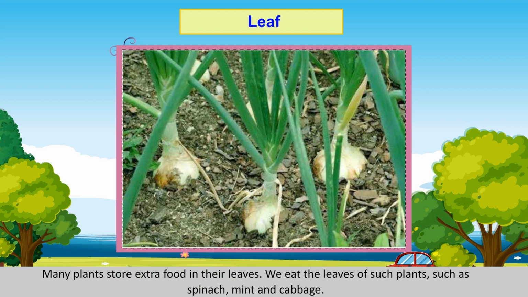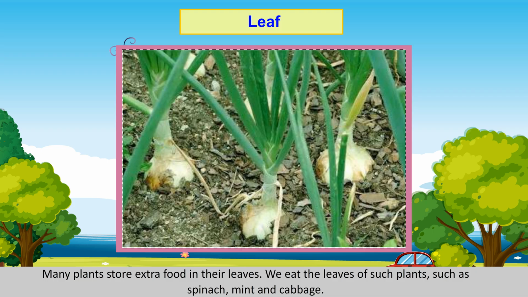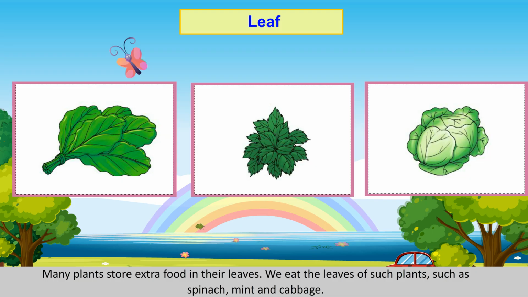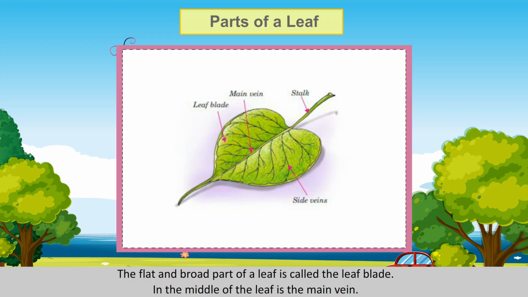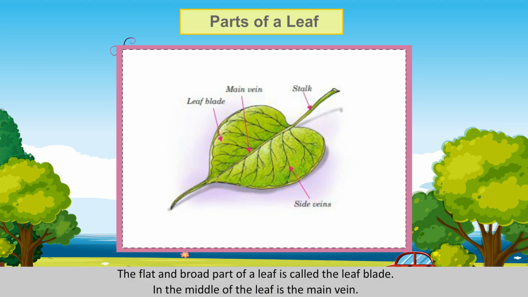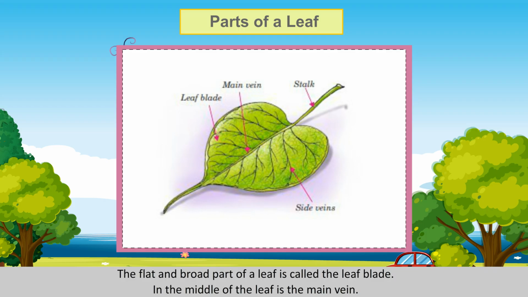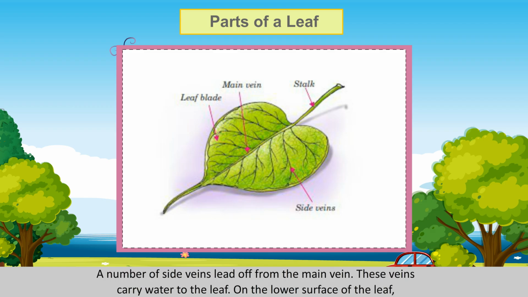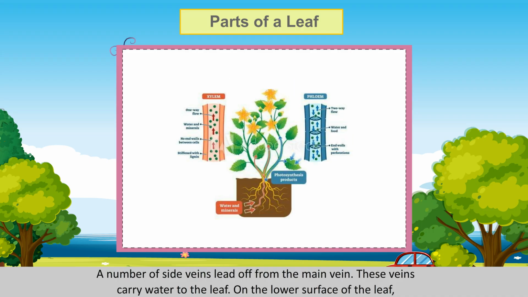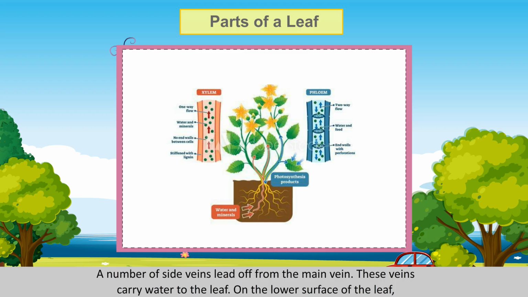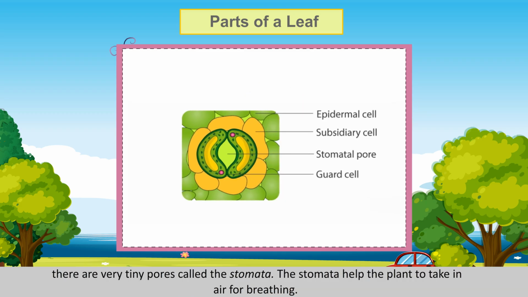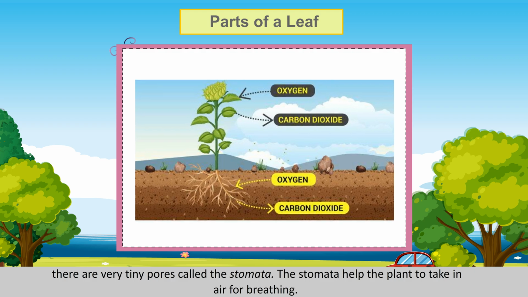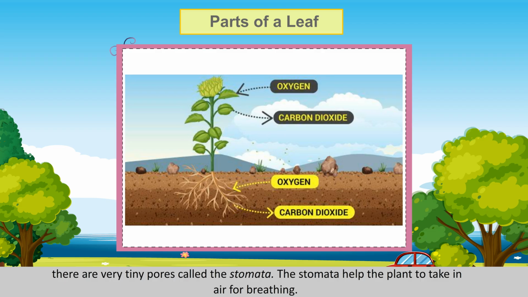Many plants store extra food in their leaves. We eat the leaves of such plants such as spinach, mint and cabbage. Parts of a leaf. The flat and broad part of a leaf is called the leaf blade. In the middle of the leaf is the main vein. A number of side veins lead off from the main vein. These veins carry water to the leaf. On the lower surface of the leaf, there are very tiny pores called the stomata. The stomata help the plant to take in air for breathing.